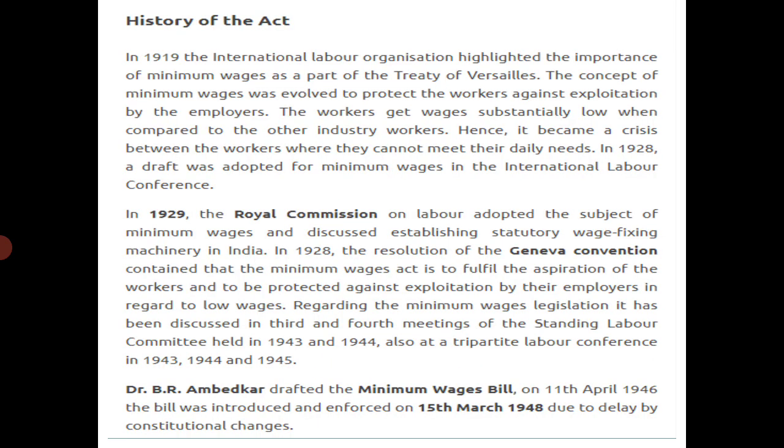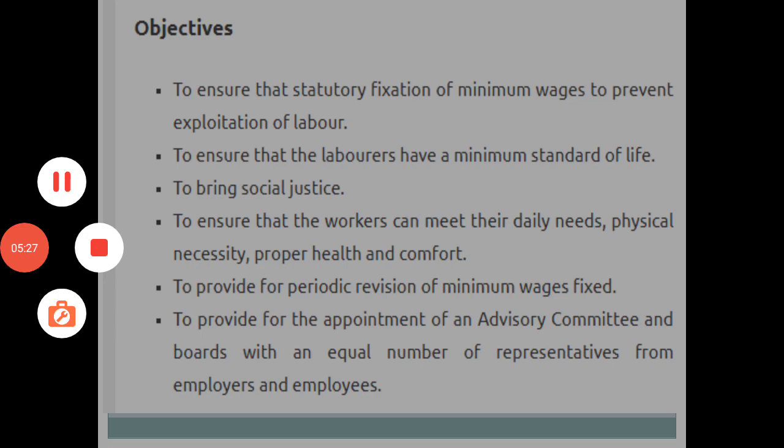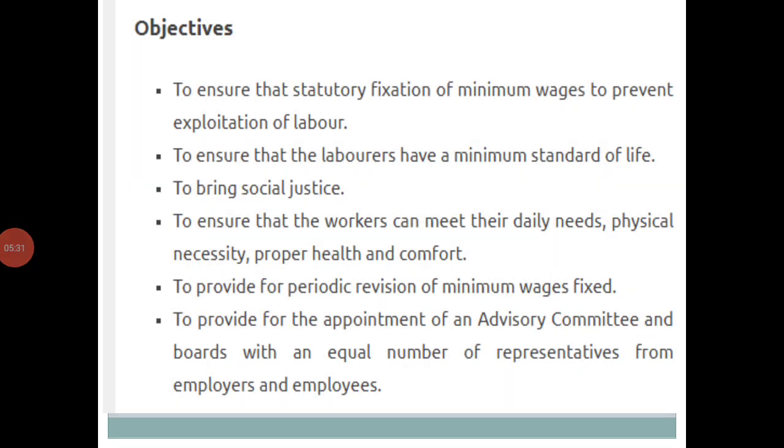Then, to ensure that the workers can meet their daily needs, physical necessity, proper health, and comfort. Okay, see, through the wages, that is the reward which they receive for the work which they impart, for the task which they impart, what happens through this? The workers can meet their daily needs, physical necessity, proper health, and comfort. If they are getting what they want, then surely it will be satisfying their daily needs, physical necessity, proper health, and comfort. Okay, getting it?